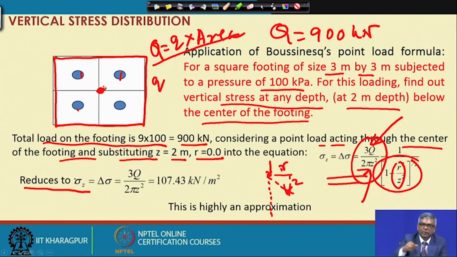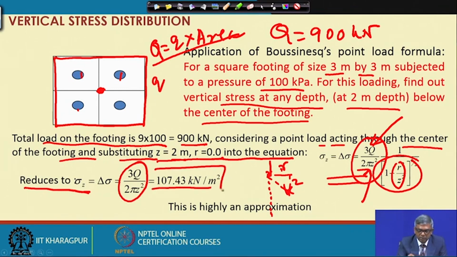So, that means I am not going away from the load point. So, r becomes 0. If I put this in, then ultimately your sigma z becomes 3Q by 2 pi z square. This is the equation, and if I put all those values, the value comes to 107.43 kilonewton per meter square or kPa. So, initially you applied 100 on the surface, but at 2 meter below, if I consider it as a point load, then it is more than that.